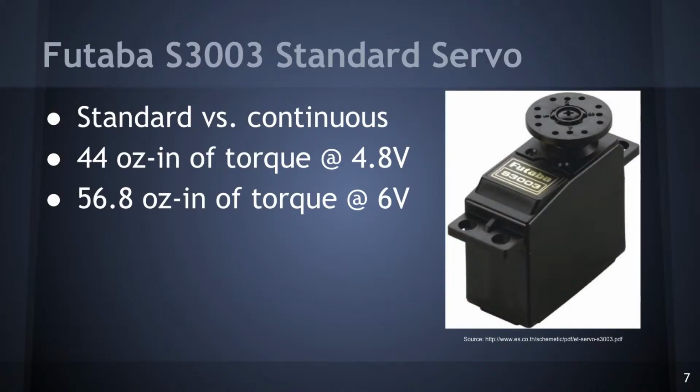Another big part of our hardware was the Futaba S3003 standard servo. There are 2 main types of servos, standard and continuous. A standard servo moves in angular increments and can move from 0 to 180 degrees, while on the other hand, a continuous servo can move freely as many degrees as needed and is based off of time and speed.